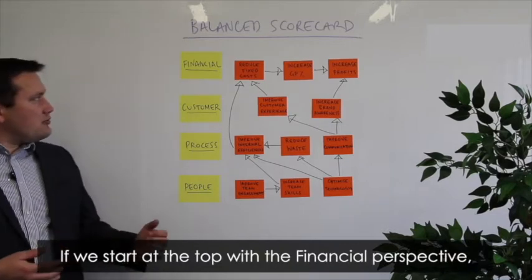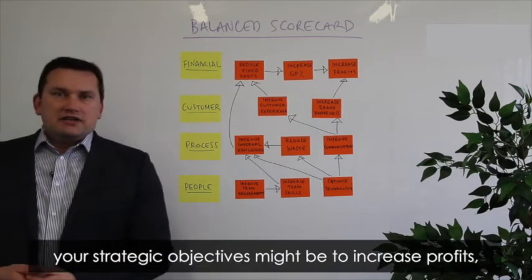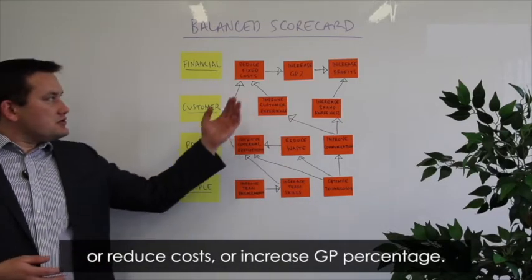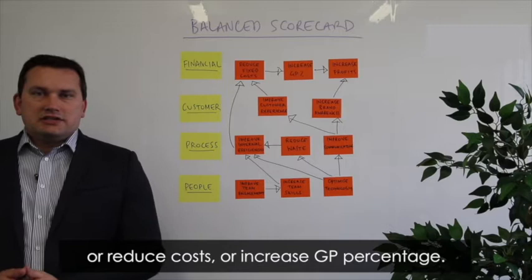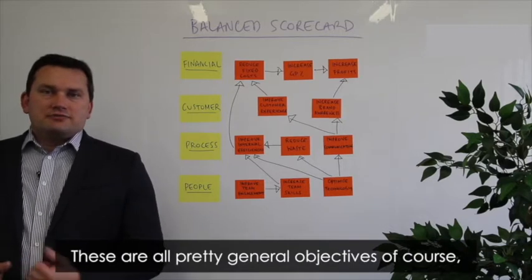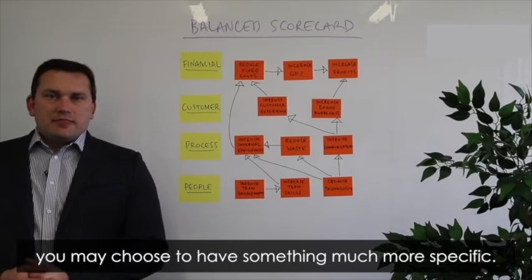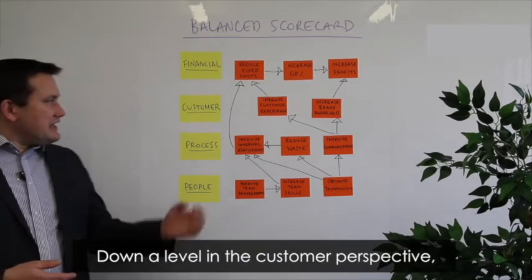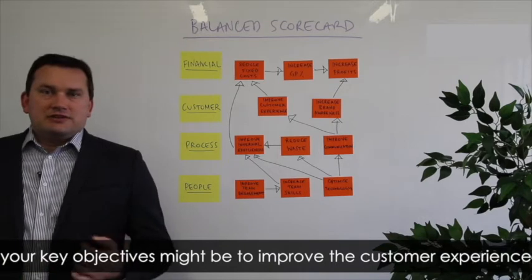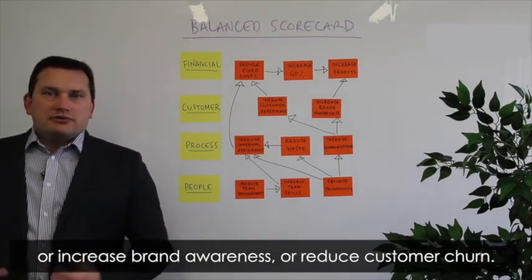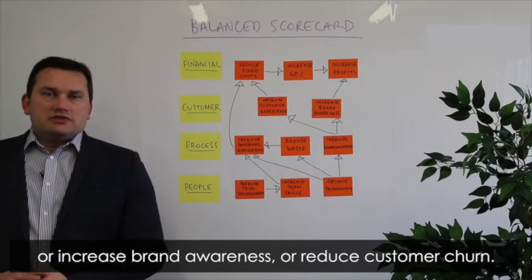So if we start at the top with the financial perspective, your strategic objectives might be to increase profits or reduce costs or increase your GP percentage. And these are all pretty general objectives, of course, and you may choose to have something that's much more specific. And then down a level, in the customer perspective, your key objectives might be to improve the customer experience or increase brand awareness or reduce customer churn.